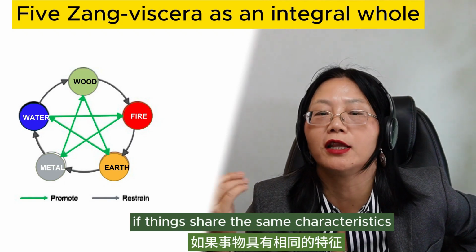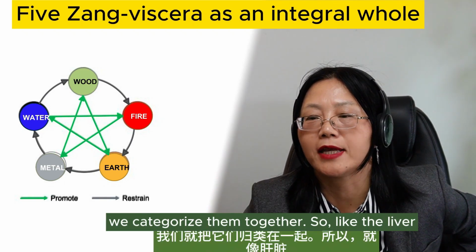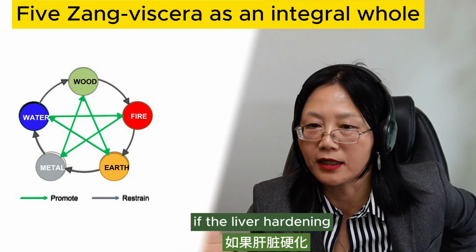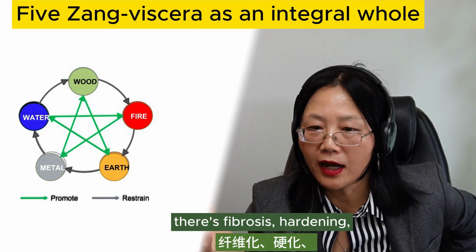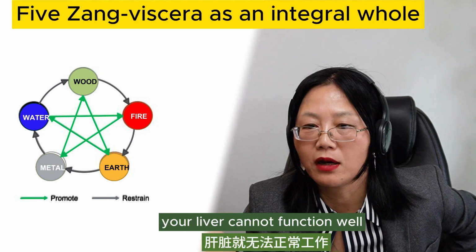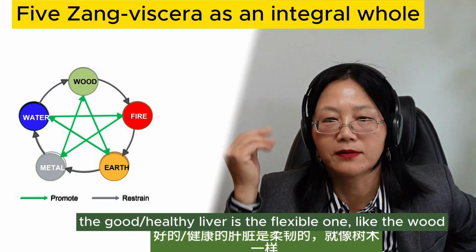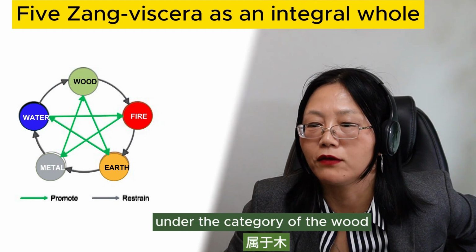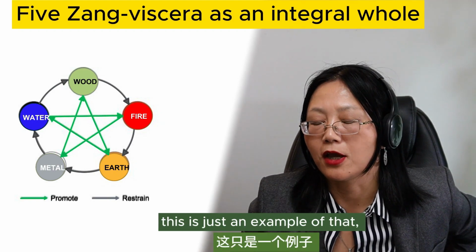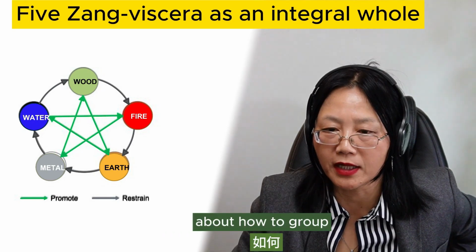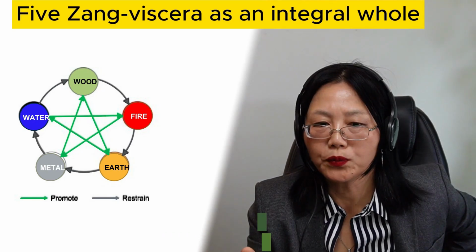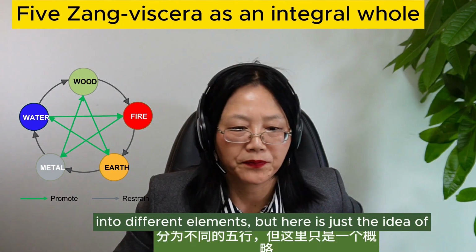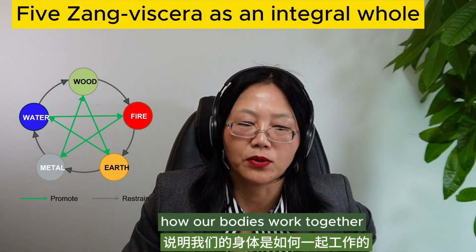If things share the same characteristics, we categorize them together, like the liver. Liver is supposed to be flexible. If the liver is hardening, there's a fibrosis hardening, your liver cannot function well. The good liver is the flexible one, like the wood. We associate the liver under the category of wood. It's just one example like that. We're going to talk specifically about how to group everything in the universe and in our body into different elements. Here is just the idea of how our body works together.